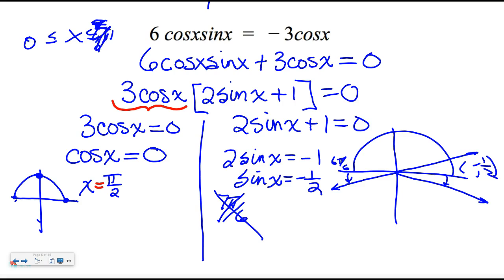So I'm going to make the domain go to 2 pi, so now I'm going to have to add a 3 pi over here. I just want to have some solutions, guys. Makes me feel good. 7 pi over 6 and 11 pi over 6.